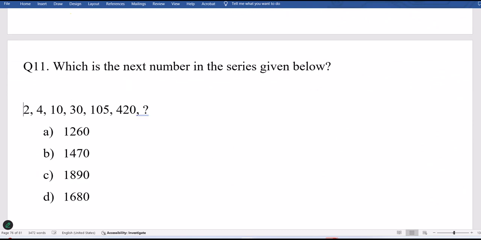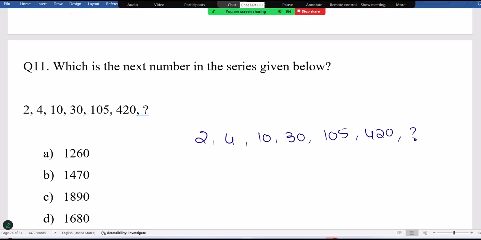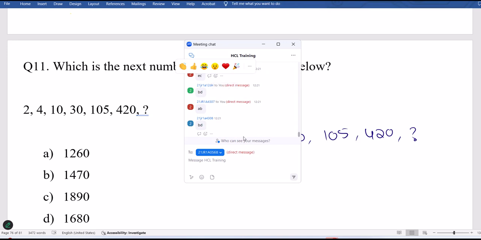And this question, guys, what logic did you use to solve this question? Let me know. Good question related to number series. What logic have you taken while solving this question? What is the answer first of all, and what is the logic? Fine. Okay. Good.